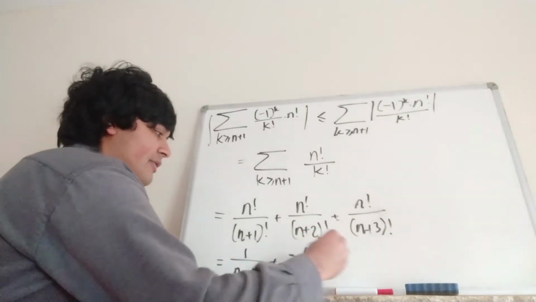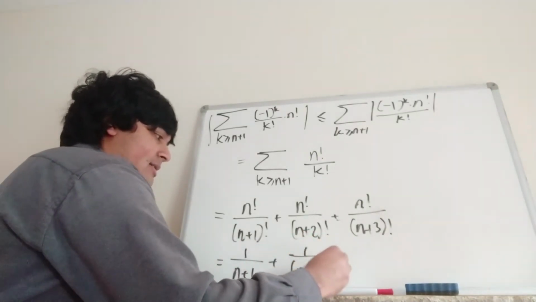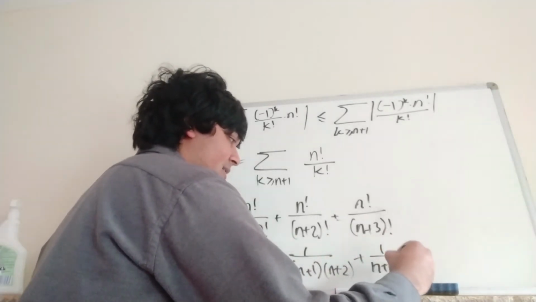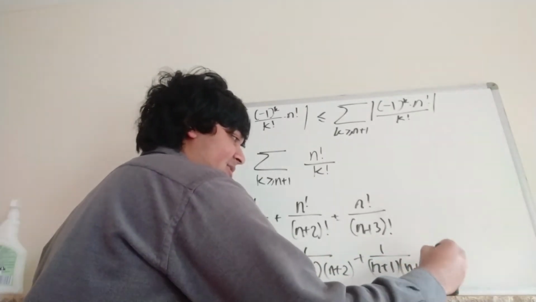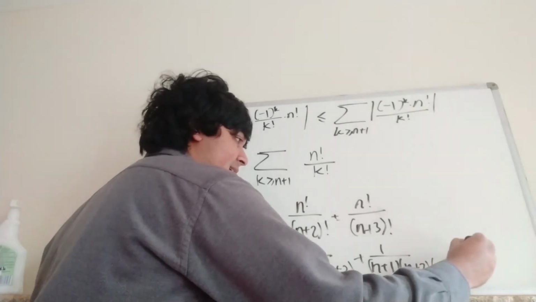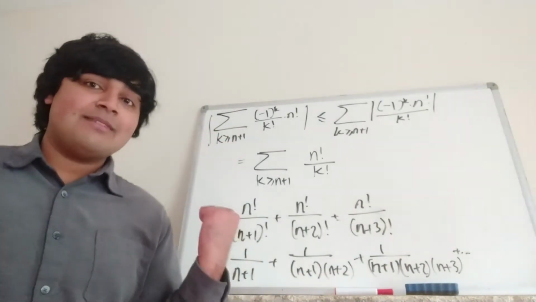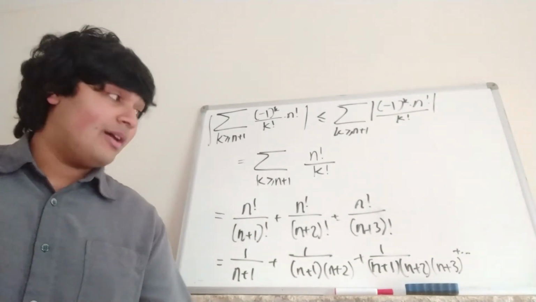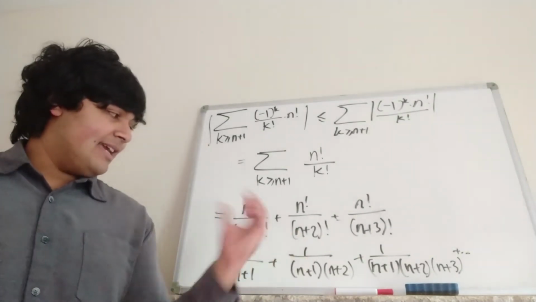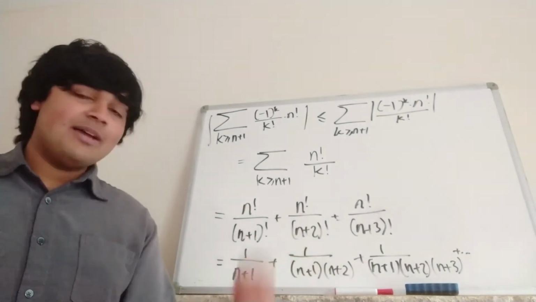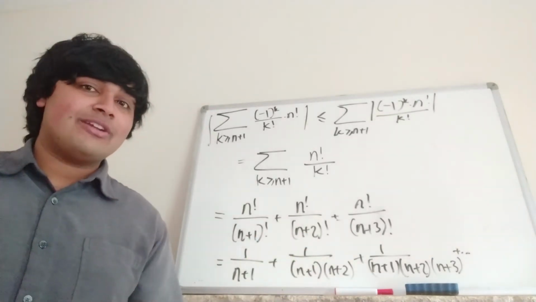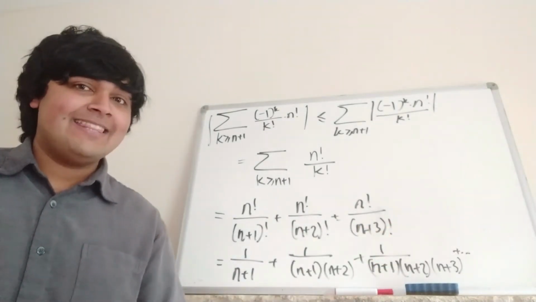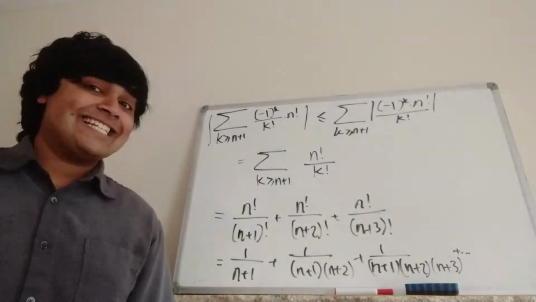This is just 1 over n plus 1 times n plus 2. This is just 1 over n plus 1 times n plus 2 times n plus 3, and so on. Now, because n is a positive integer, we know that 1 over n plus 1 is going to be less than or equal to a half. And so then that means that 1 over n plus 1 times 1 over n plus 2 is going to be strictly less than a quarter. This guy here is going to be strictly less than an eighth. The next term is going to be strictly less than a 16th.